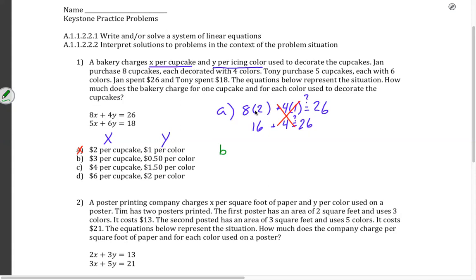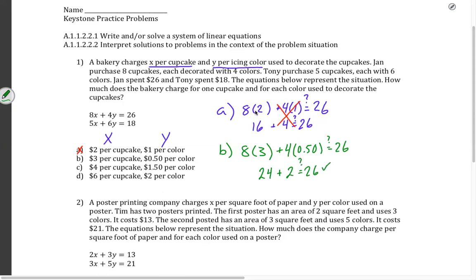B says, well, $3 per cupcake. So let's plug that in. 8 times 3 plus 4 times 50 cents. Does that equal 26? Well, 8 times 3 is 24 plus half of 4. Well, that's 2. So yeah, that does work.